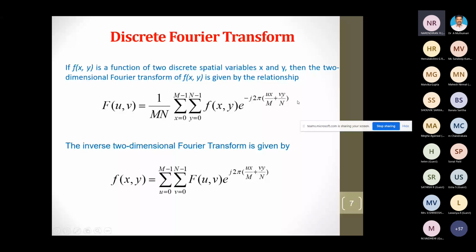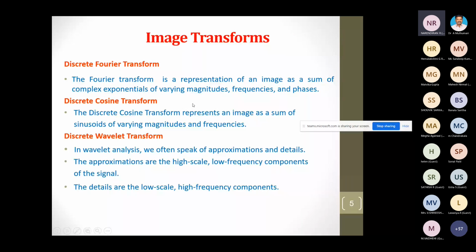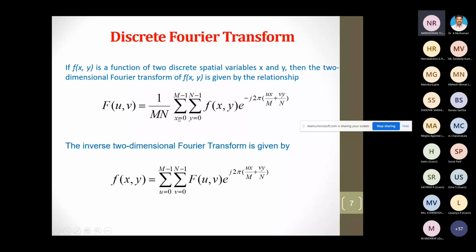You see, there is a capital F of u comma v, in which you can see there is an exponential in this formula. It's not a normal exponential, it's a complex exponential. You can see minus j here, right? What does the definition say? Sum of complex exponentials of varying magnitudes, frequencies, and phases. Varying means summation from 0 to M minus 1, N minus 1. This is the variation, right? So that way we define the DFT.